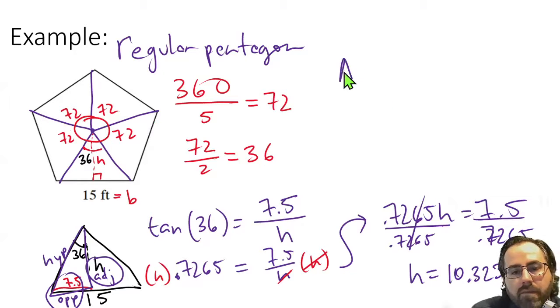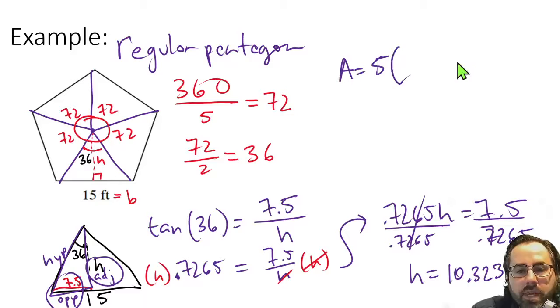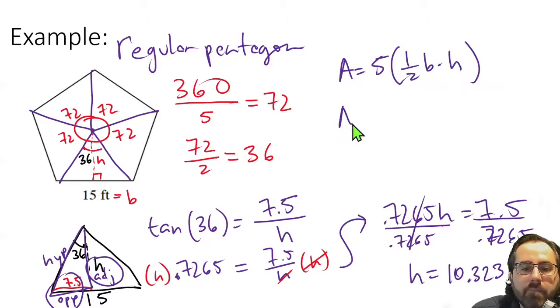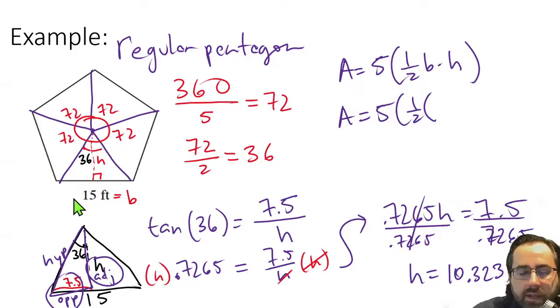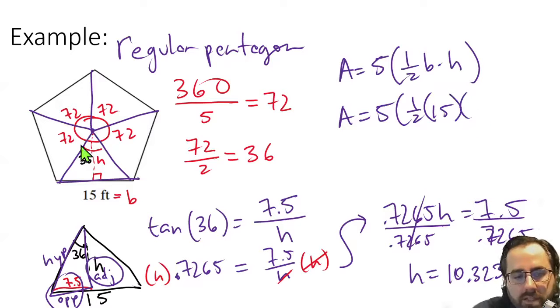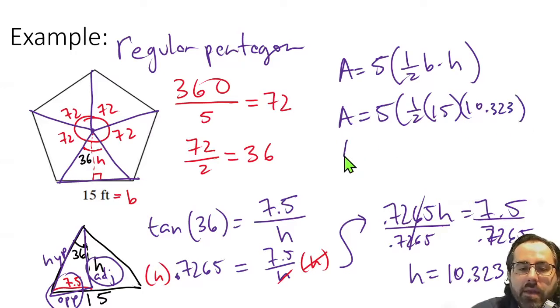So the area of the entire polygon is going to be 5 triangles. So each triangle is 1/2 base times height. And so the base of each triangle, be careful, don't take the 7.5. Take the entire base, which is 15, because we're finding the area of one of these whole pizza slices. So one of these entire triangles. And so the area is 15. I mean, the base is 15 and the height is 10.323.